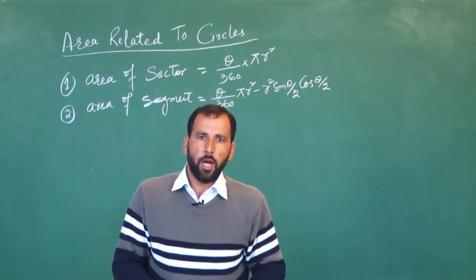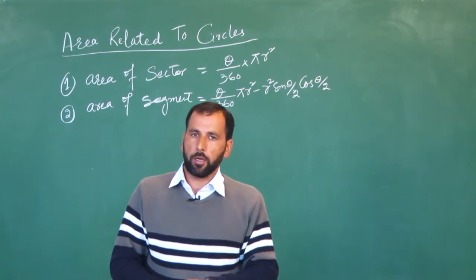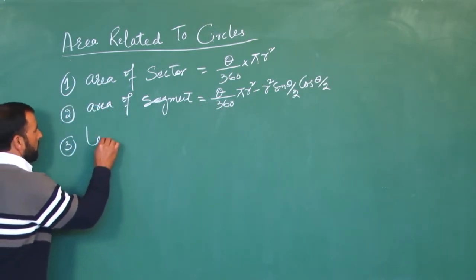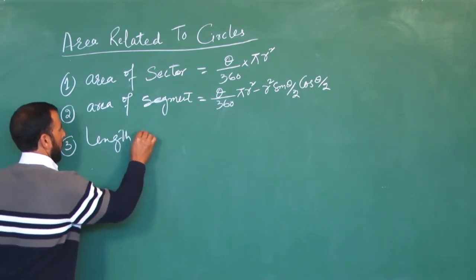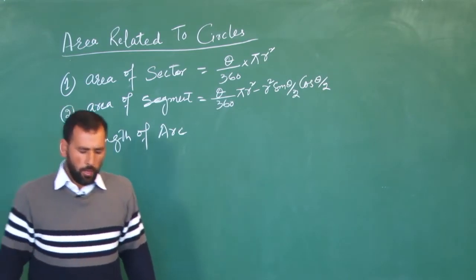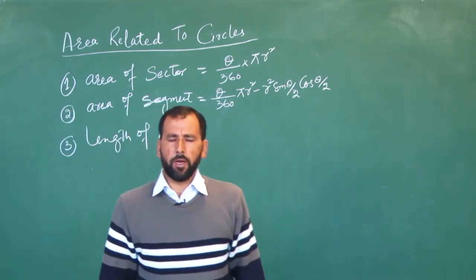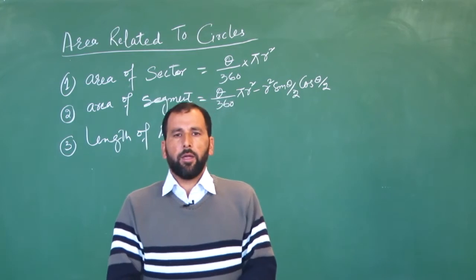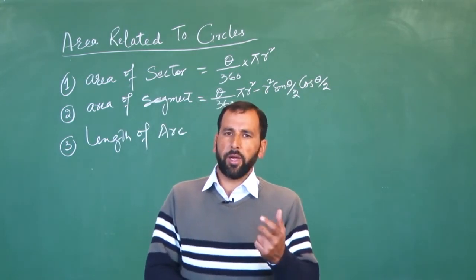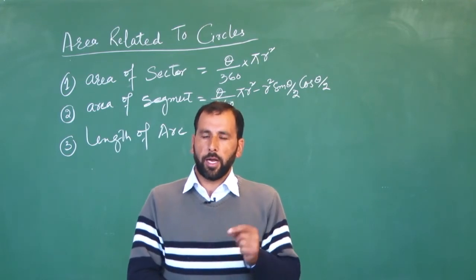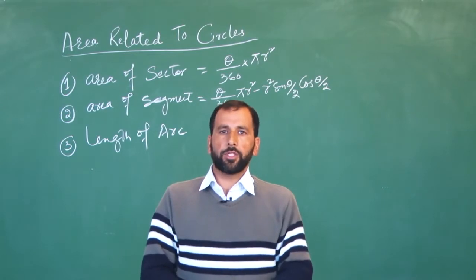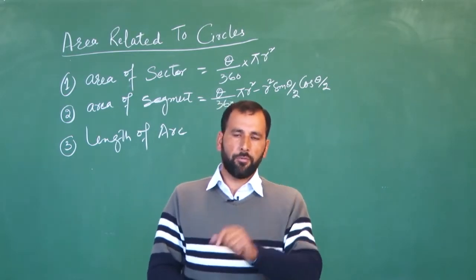Now next is how to find the length of an arc. Consider the third one, length of arc. A circle is considered to be an arc subtended by an angle at the center of 360 degrees. That means when the angle subtended by an arc at the center is 360 degrees, then the length of the arc is equal to the circumference of the circle.